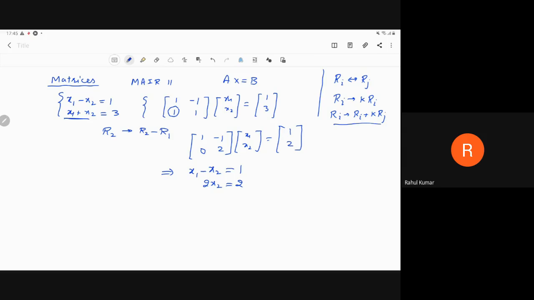From this, x2 is easily available now. x2 is 1. And if you use x2 equal to 1 in the first equation, what do you get? 2. So what is the solution finally? x1 equal to 2 and x2 equal to 1. Is it correct?